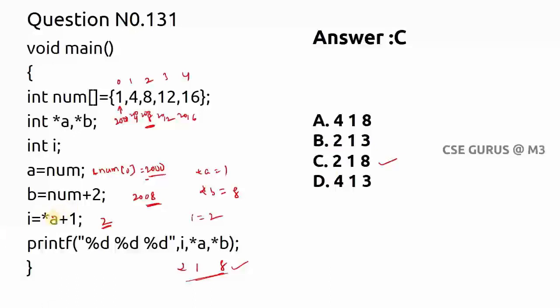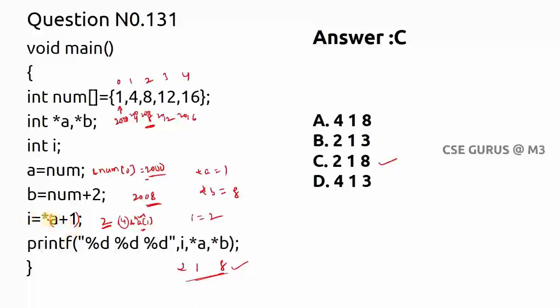But what happens if I write pointer of A plus 1, with braces? Then A plus 1 means the address of a[1] will be taken. What is the address of a[1]? It is the address of num[1], that is &num[1], which is 2004. What is the value inside 2004? It is 4. So I value will be 4 in that case, when I take braces.